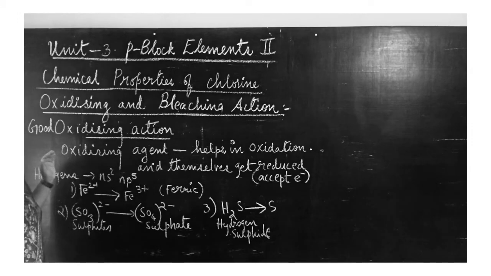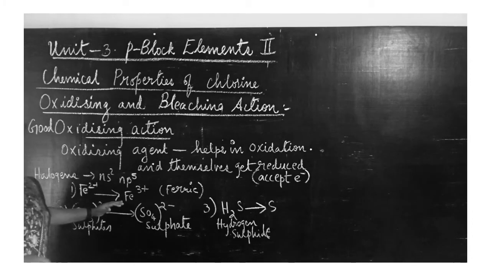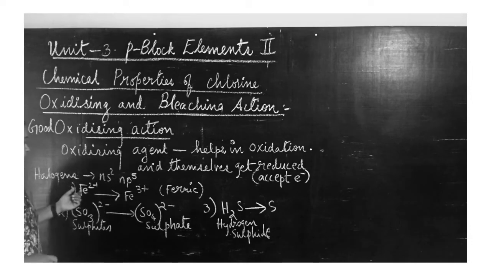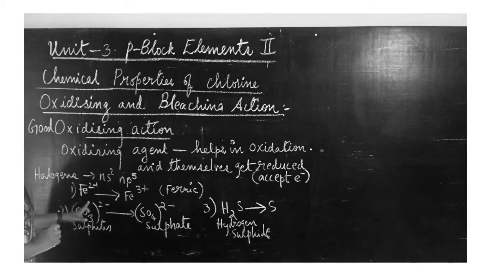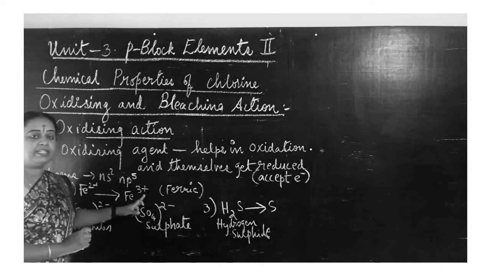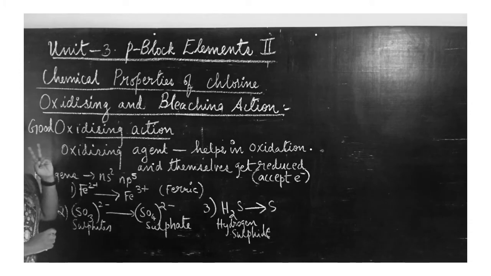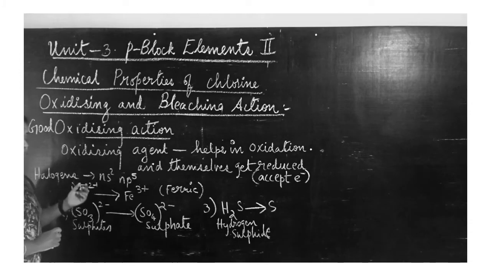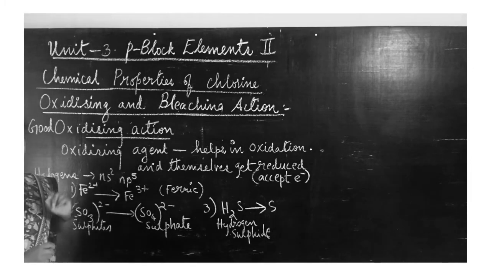Now let us understand the oxidizing action of chlorine by taking the example of Fe2+ ion getting converted into Fe3+ ion. That means the ferrous ion, Fe2+, is oxidized to the Fe3+ ion, that is the ferric ion. Under this we are taking two examples: ferric chloride is obtained from ferrous chloride, and ferrous sulphate is oxidized to ferric sulphate. So these two examples we will study.